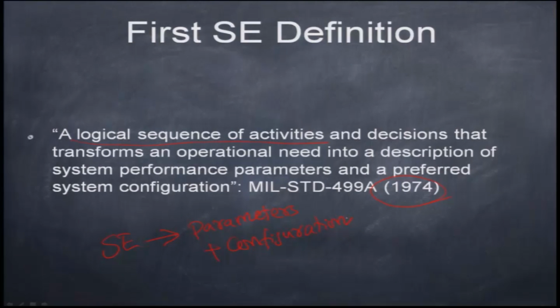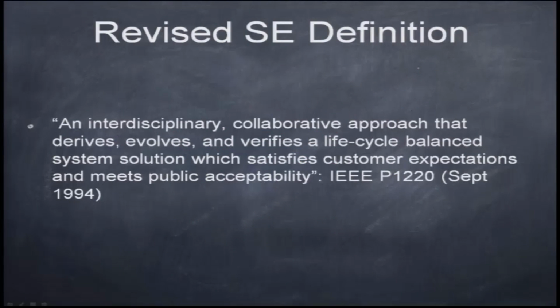What are the specific parameters of a system, or what is the logical sequence of activities and decisions that can transform the operational need, which is stated by the customer? Whatever is the operational need of the customer, how can it be realized with a set of system performance parameters and a preferred configuration? So, initially systems engineering was limited to this in 1974, and this is where the humble origins of it happened. From there, let us move to the next definition, which is a revised definition. By the way, SE stands for systems engineering.